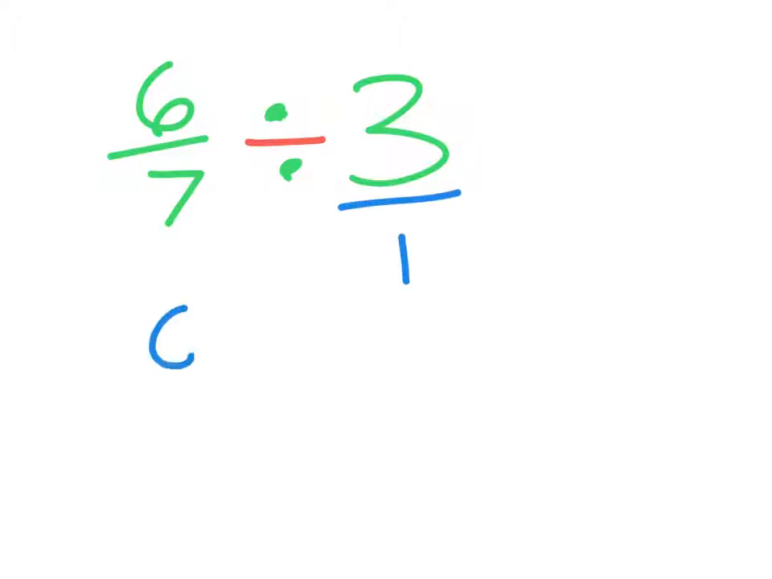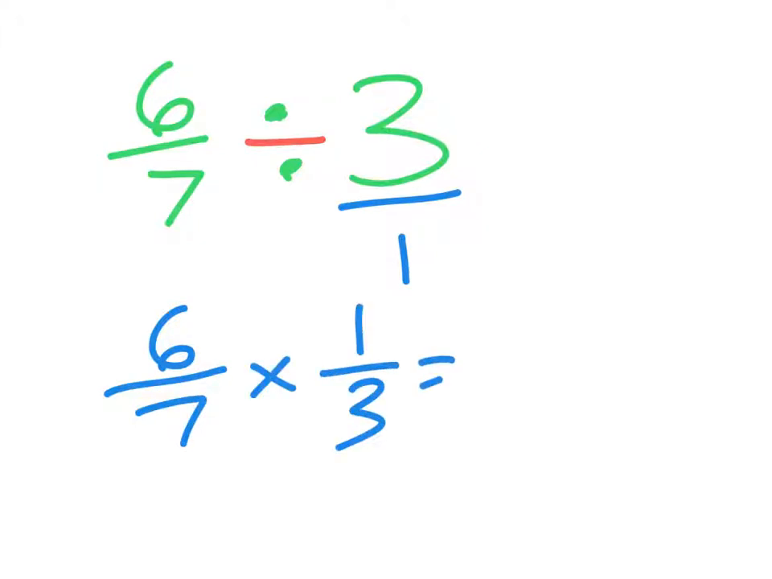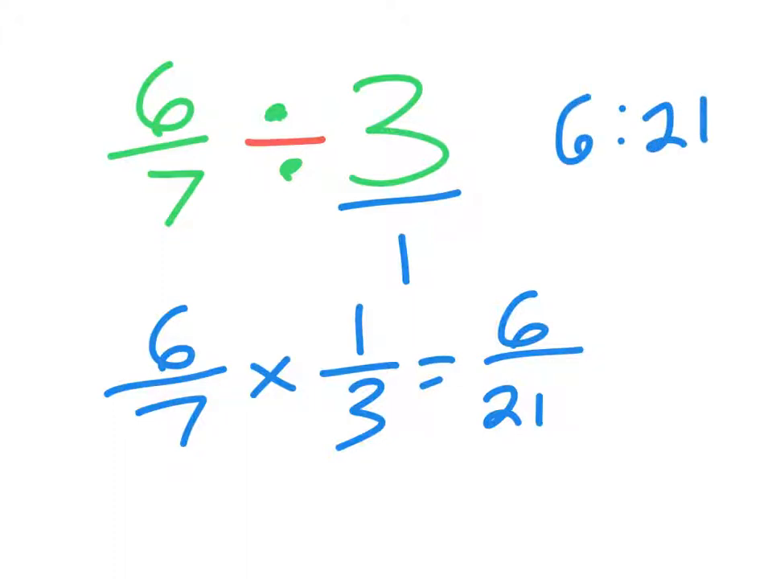Now I keep, change, flip. 6/7 times 1/3. When I multiply straight across here, I get 6/21. So there's my ratio answer, 6/21. However, don't forget, we always want to reduce. And 6 and 21, you could either do that before you turned it into a ratio right here, or you could do it after you turned it into a ratio up here. Doesn't matter, as long as you're dividing both the numbers by the same thing, and we realize we can do that since 6 and 21 are both multiples of 3.